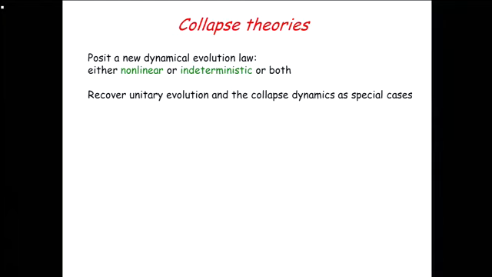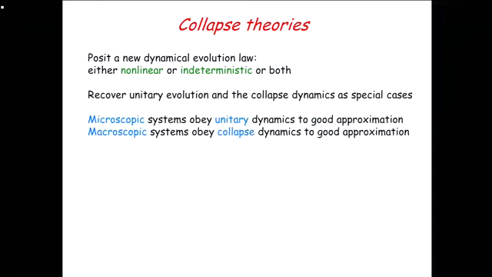OK, so the idea to solve the measurement problem, you really need your new dynamical evolution law to be either nonlinear or indeterministic or both of those things. And I'll explain what I mean by that shortly. But of course, in the limit that you've got a system that's isolated, you need to recover unitary dynamics because we have good experimental evidence that small isolated systems evolve unitarily. Whereas you also need to recover the collapse dynamics in the case that you're describing some overall system and apparatus in an experiment. So those are the constraints on the new evolution law.